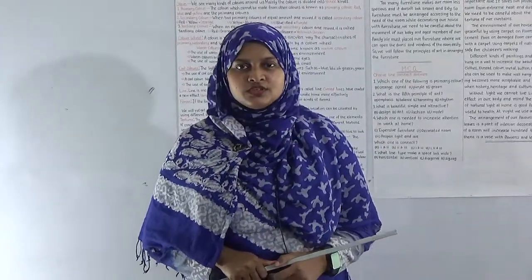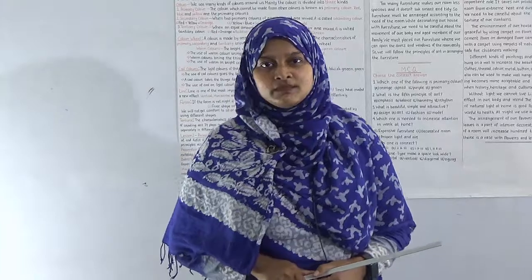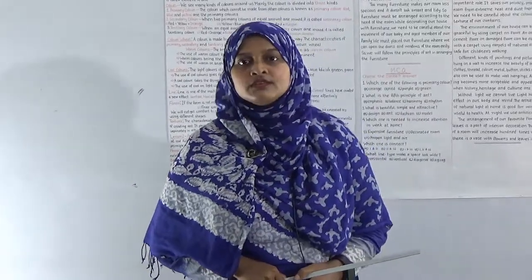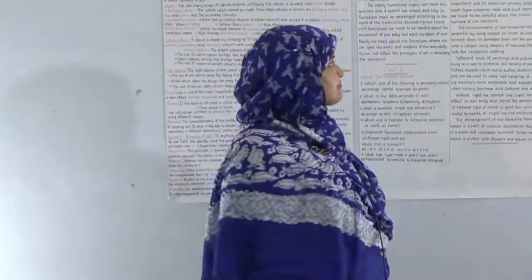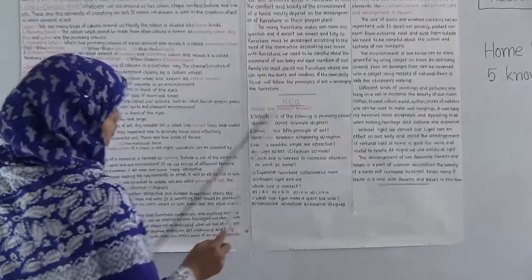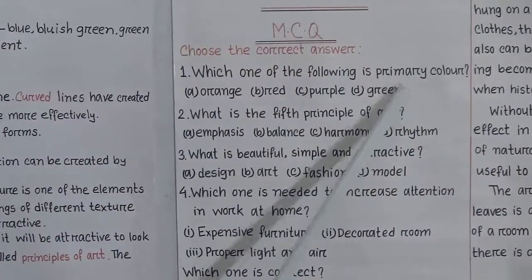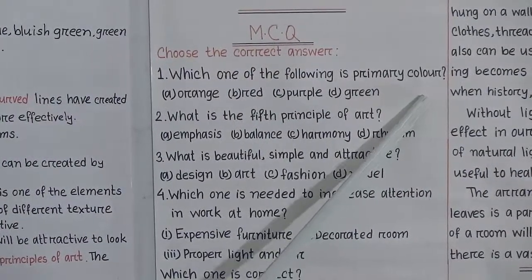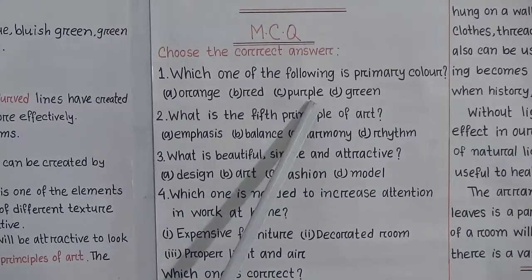Hope you have understood. Students, now we'll do some MCQ from Chapter 3. That means lesson 1, 2, 3, 4. Let's do. Choose the correct answer. Which one of the following is primary color? The options are orange, red, purple, green.